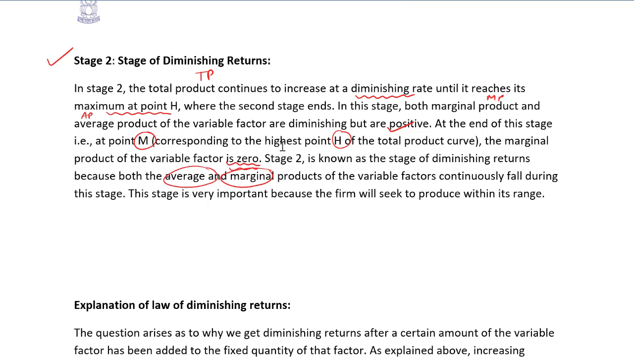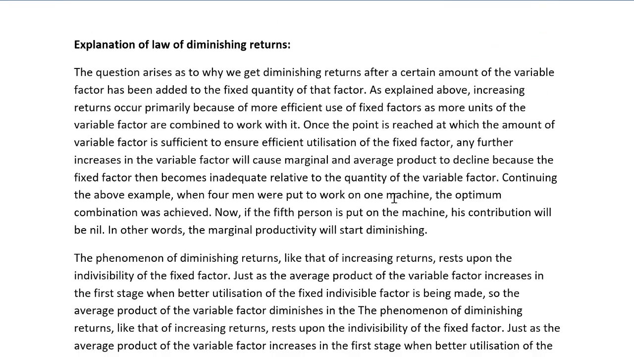The stage is very important because the firm will seek to produce within this range. Generally, the firm opts to produce within this range because the average product is falling and marginal product is also falling. Let's see the explanation. The question arises as to why we get diminishing return after a certain amount of variable factor has been added to the fixed quantity of factors.